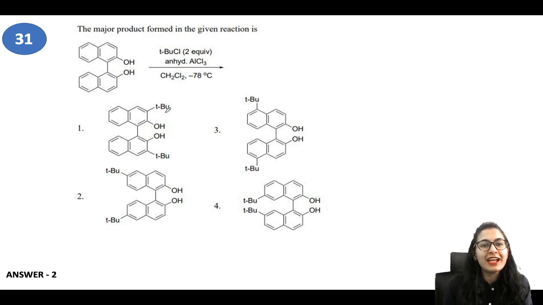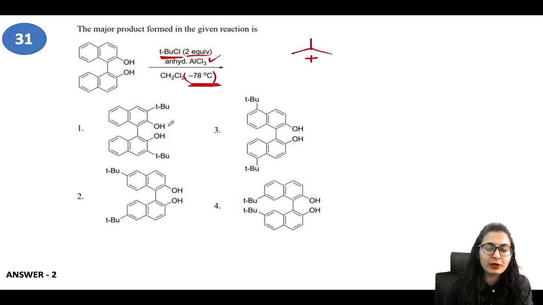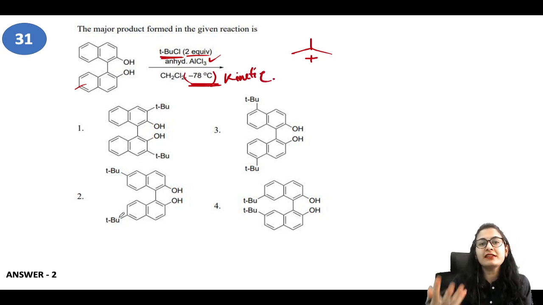Next good question. Now this is, yes, a tricky one. You are having -78 degrees centigrade, 2 equivalents of tertiary butyl chloride and AlCl3. So what do you get? You get this kind of a carbocation. And it's -78 degrees centigrade. What does that mean? You can have more than one possibility, but this is the kinetic product that we are looking at. That is, you can get the more stable, less stable, right?